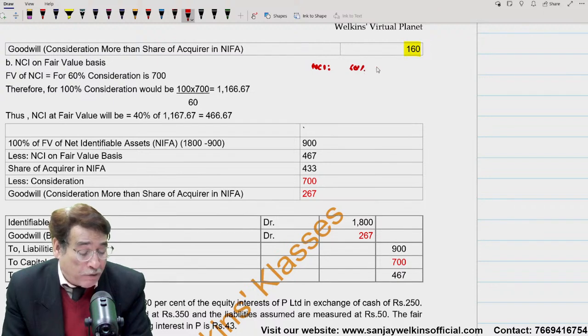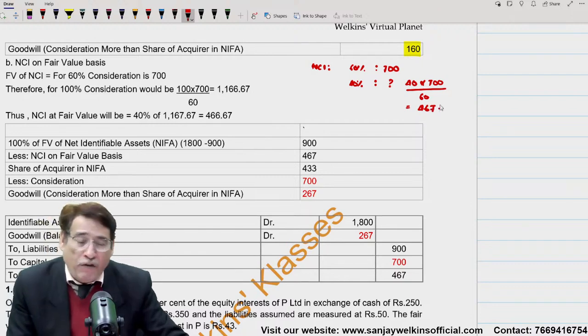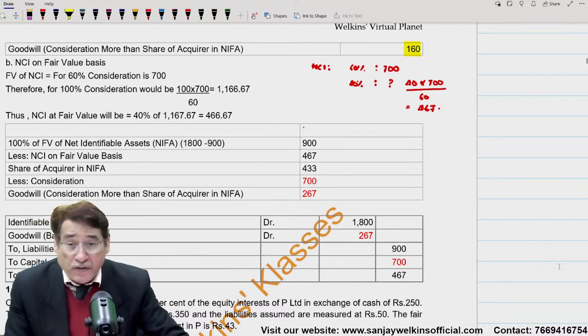For 60% we are paying 700 rupees as consideration. So how much would we have paid for 40%? 40% is the NCI share, correct? So that is 40 into 700 divided by 60%, and that will be equal to 467. So in this case, the NCI value would have been 467.